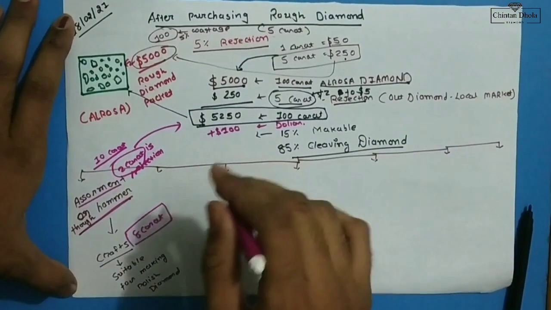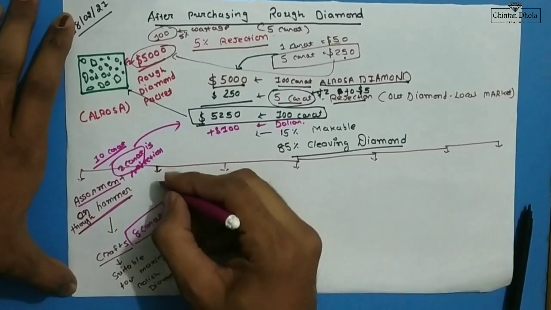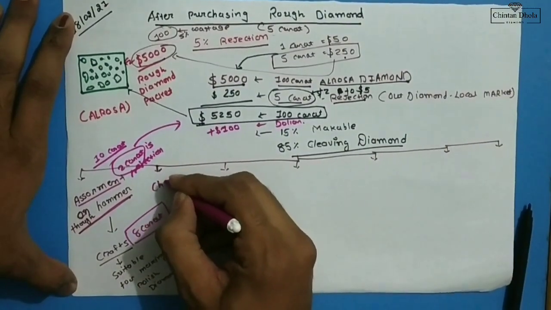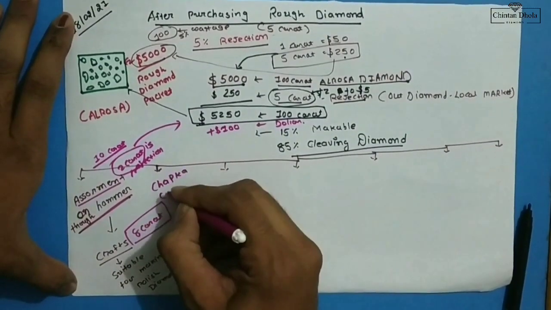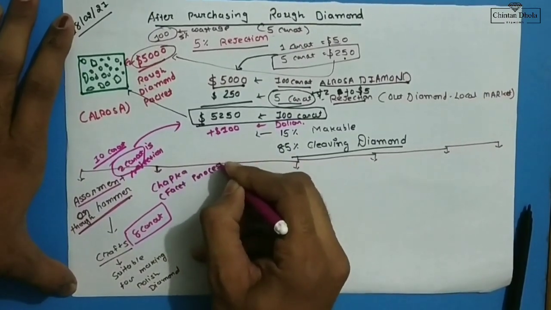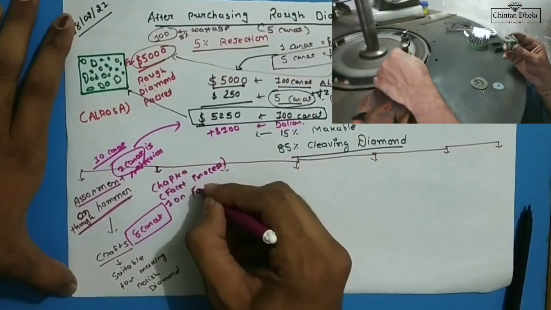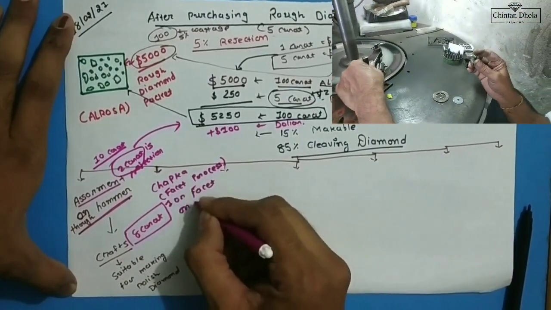Now the other process we call the chapka process, or we can say facet process. One or two chapka, or we can say facets, on the diamond.